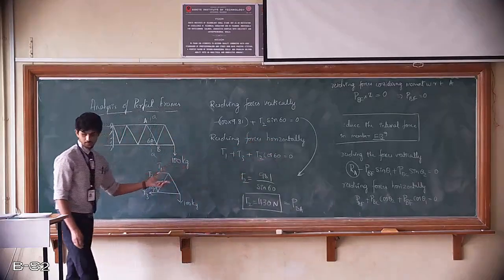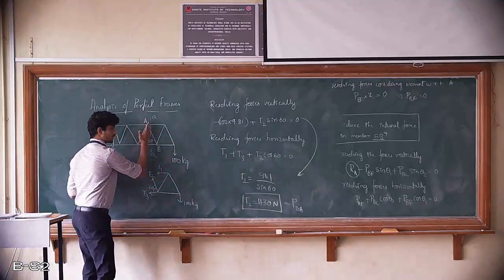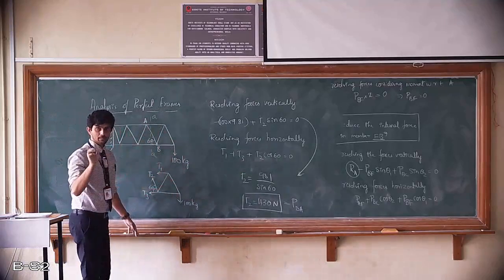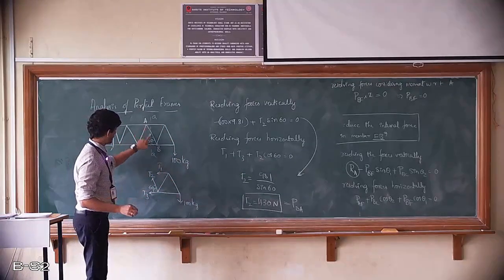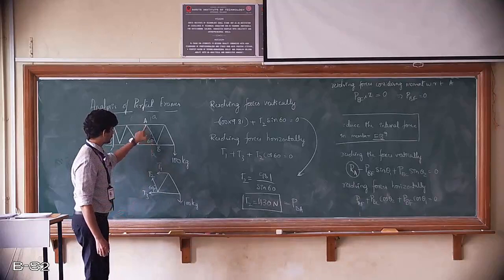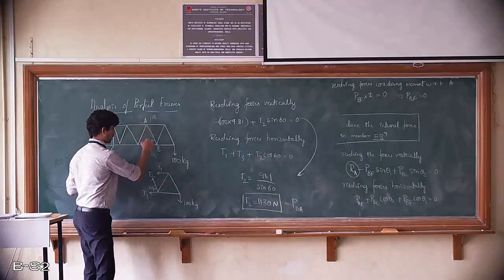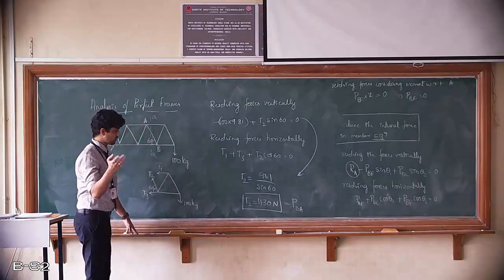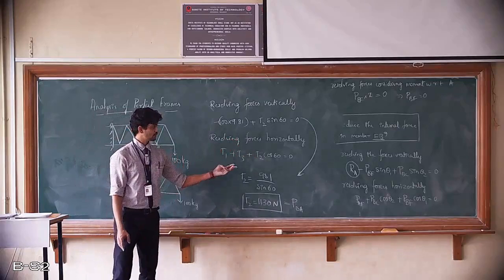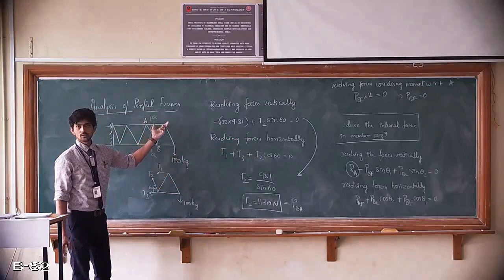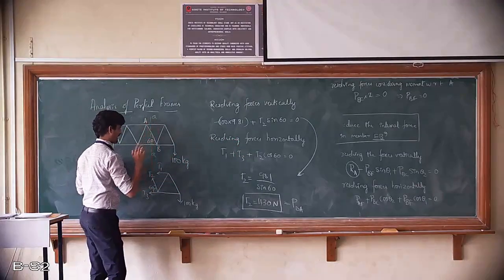Method of section is very simple, but you should keep in mind where to consider it. It has to cut the member where you are interested to find the load. Very important. First thing. Second, it has to cut a maximum of 3 members, 1, 2, 3, not more than 3. Why? If it is more than 3, equations are not there to solve. We have a maximum of 3 equations, and 3 equations will help us find only 3 unknowns, not more than that. So 3 members is the maximum it can cut.